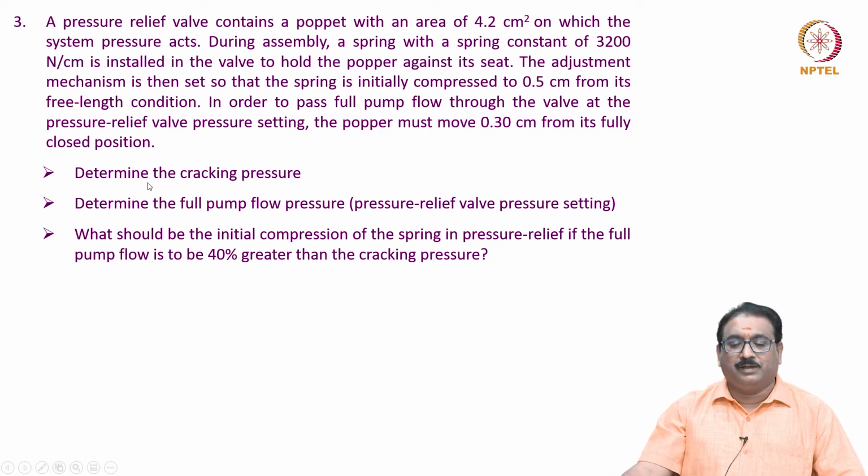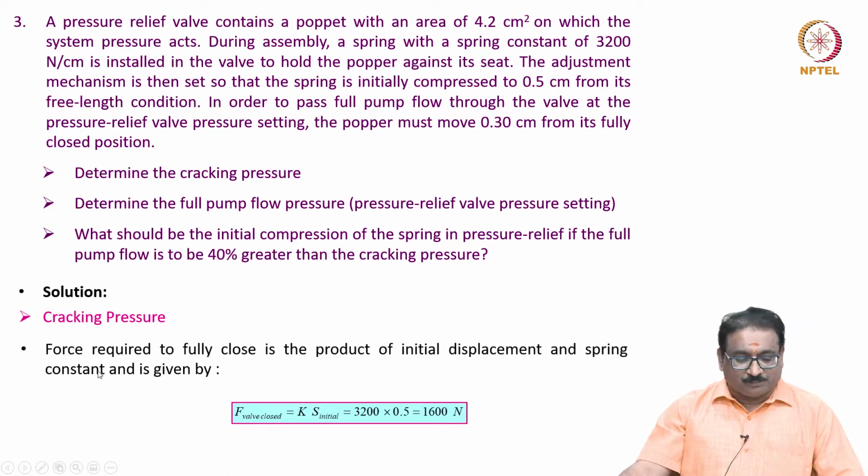Determine the cracking pressure, determine the full pump flow pressure, meaning the pressure relief valve setting. Then third one is, what should be the initial compression of the spring in the pressure relief valve if the full pump flow pressure is to be 40% greater than the cracking pressure. Okay, as usual, it is a poppet valve. We have to find out first the cracking pressure.